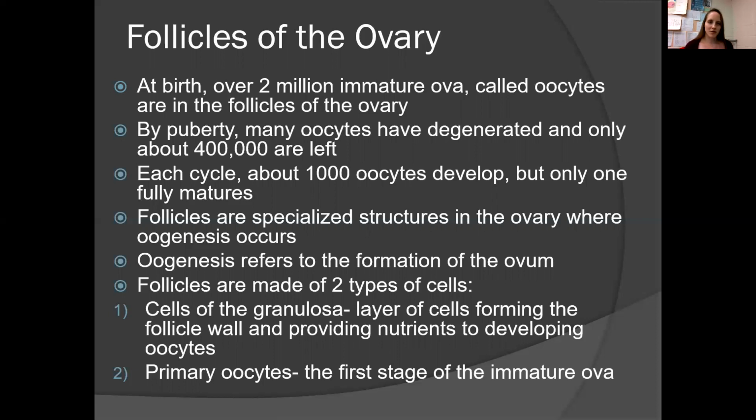And so that whole process of forming the oocyte from an unspecialized cell and then that oocyte maturing into an egg is all called oogenesis. And again, it's happening inside of structures called follicles in the ovary. Follicles are made up of two different types of cells. You have the cells of the granulosa, which is the layer around the outside that makes up the follicle wall and provides nutrients to the developing oocytes. And then you have the primary oocytes, which are the immature eggs themselves.